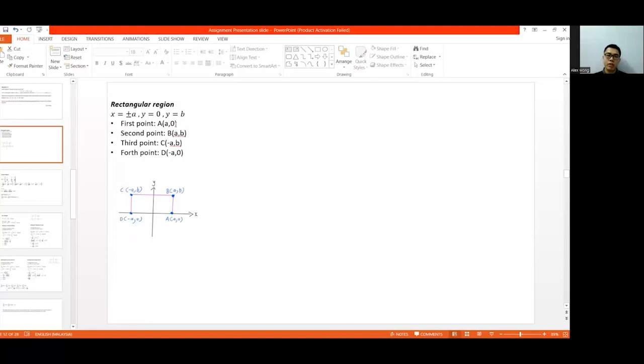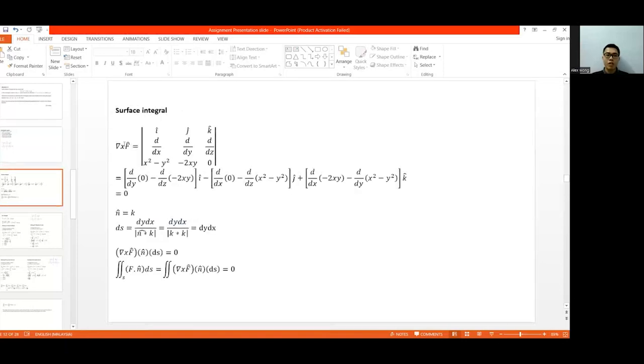For the first point, x equal to a, y equal to 0. For the second point, x equal to a, y equal to b. For the third point, x equal to negative a, y equal to b. And for the fourth point, x equal to negative a and y equal to 0. So we will sketch the rectangular region like this. And then next, I will find the surface integral.